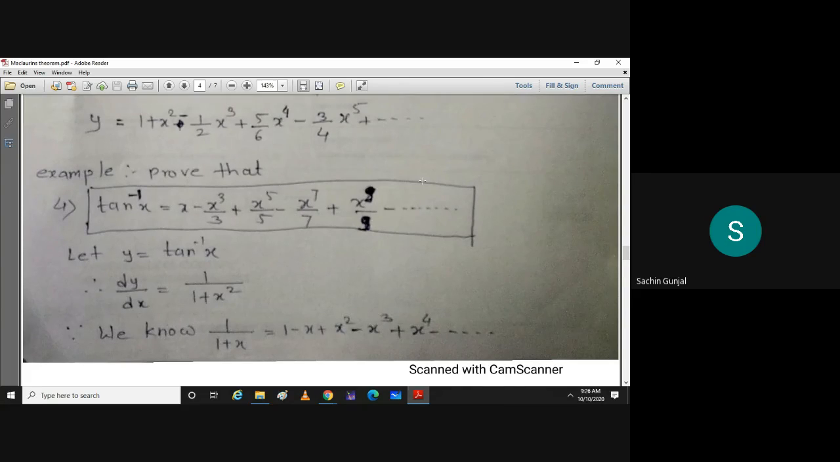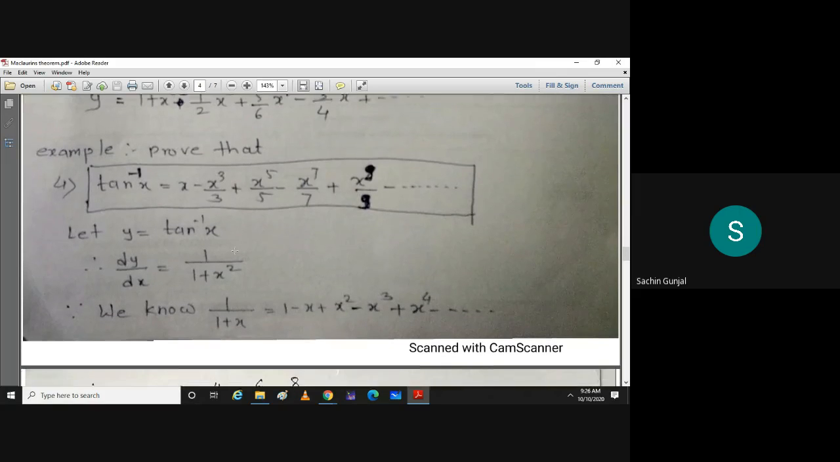Do you understand what I am saying? Yes, sir. There are two ways to find the series expansion of tan inverse x. One is using the actual definition, and the second one is using differentiation and integration. The first way is to find the 9th derivative and then find its value at 0, which is time consuming. Probably it will take more than 45 minutes, 40 to 45 minutes.